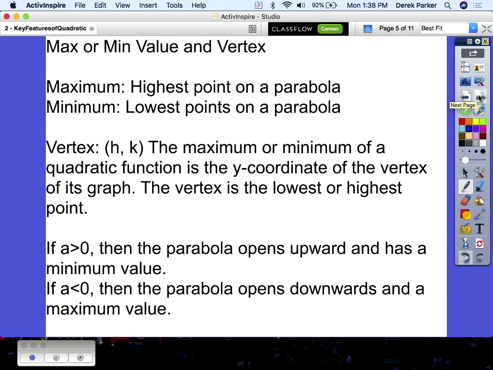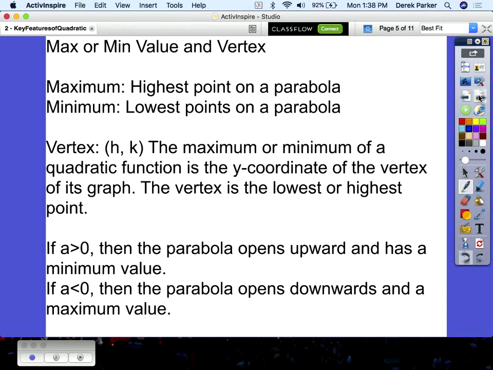Maximum is the highest point on a graph, and the minimum is the lowest point on a graph. Now it depends on what type of quadratic equation you're dealing with, if you have a maximum or a minimum. Also, vertex. Vertex is the maximum or minimum of a quadratic function. The vertex is the lowest or highest point. Again, the y-coordinate of the vertex of its graph is the maximum or minimum.